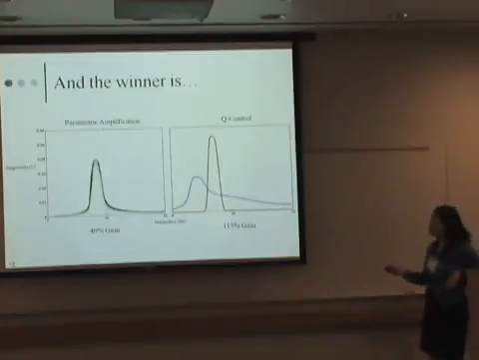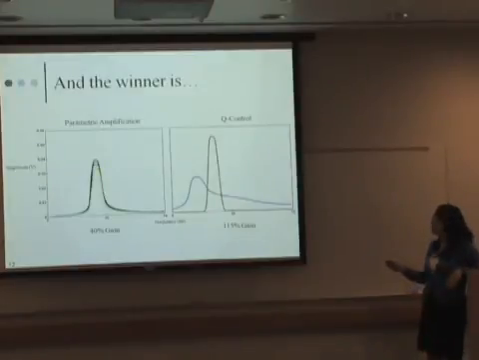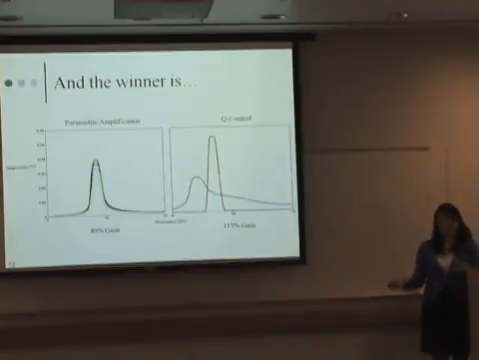Another thing is, if you notice on parametric amplification, when it starts going up to the peak, it's kind of rounded in, whereas Q control is much steeper. And so that means there's a lower signal to noise ratio for parametric amplification. So in that sense, Q control is also the better choice.